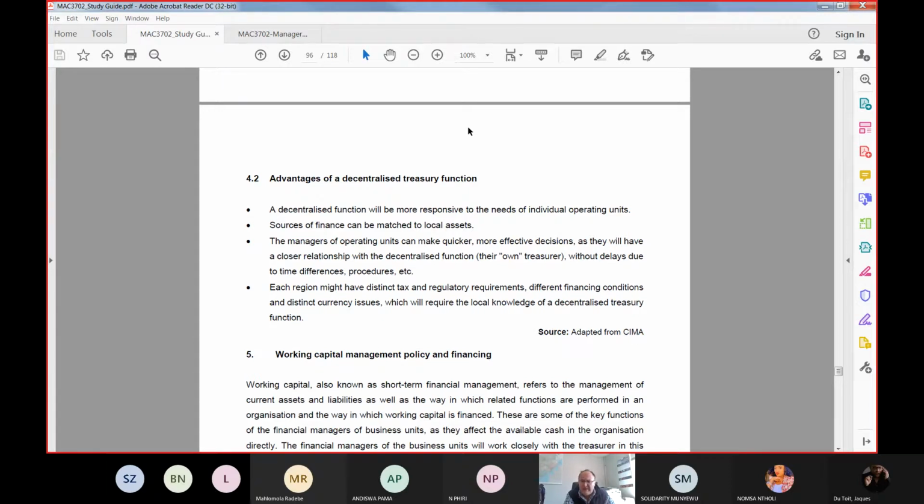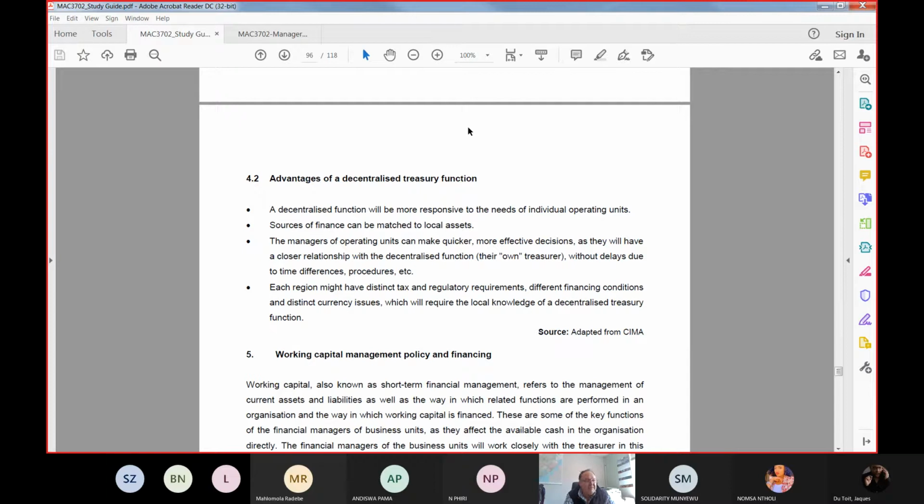You can't think about foreign exchange rates, nothing like that. It will be the currency in that country itself. Hence the reason why Coca-Cola's treasury departments are in its own countries. The managers of operating units can make quicker, more effective decisions as they will have a closer relationship with its decentralization function, their own treasurer. Without delay, time difference in procedures is much quicker.